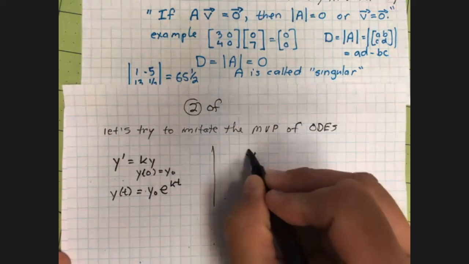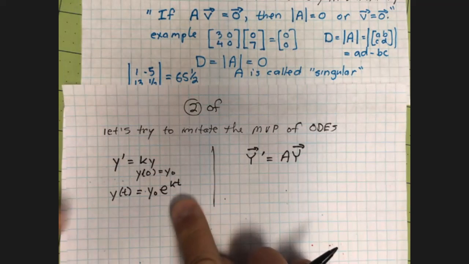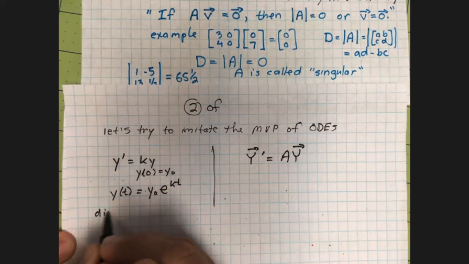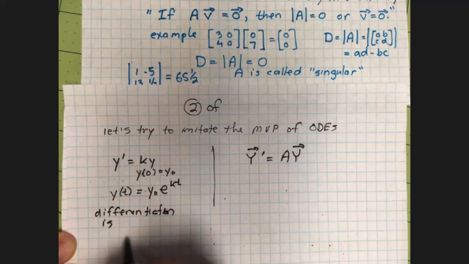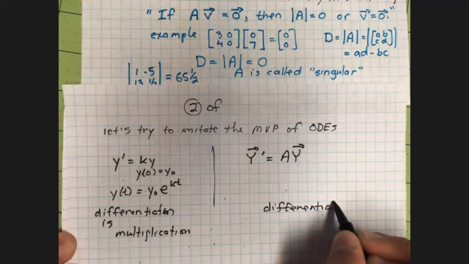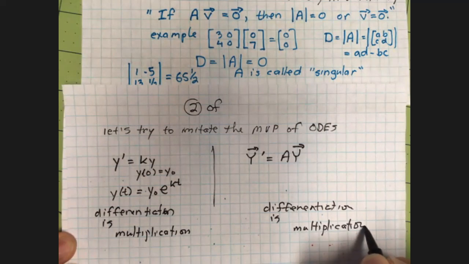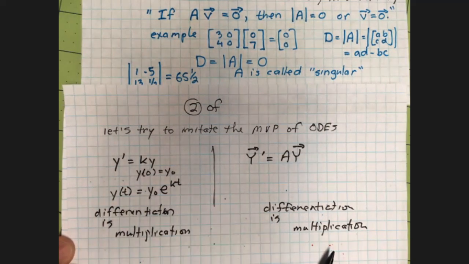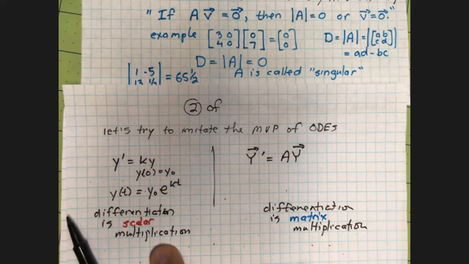So now I'm going to have this expression over here, this compact matrix-based expression. How can I imitate this? This says differentiation is multiplication. Over here, I have differentiation. Is multiplication. But the difference is, this is, I emphasized this last time, scalar multiplication. This is matrix multiplication, which by its very nature is slightly different than scalar multiplication.